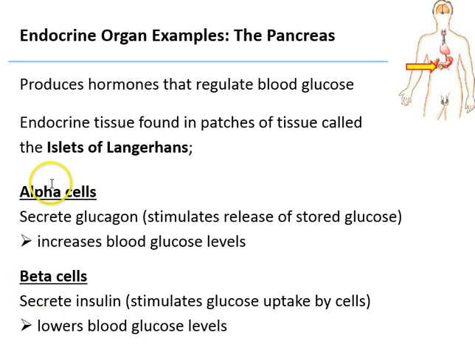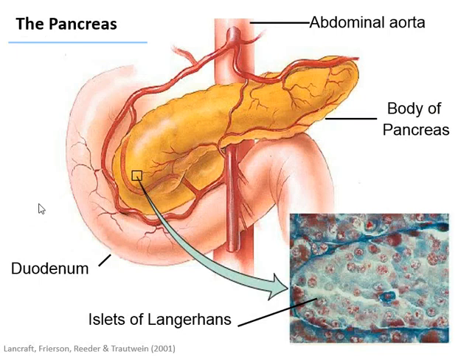And there's a balance between the secretion of these hormones to make sure that the blood glucose levels are relatively stable. Now, you've seen an image like this before. It's showing you the pancreas with its body here, the head and the tail, and here you have the duodenum, and you've got the abdominal aorta there.